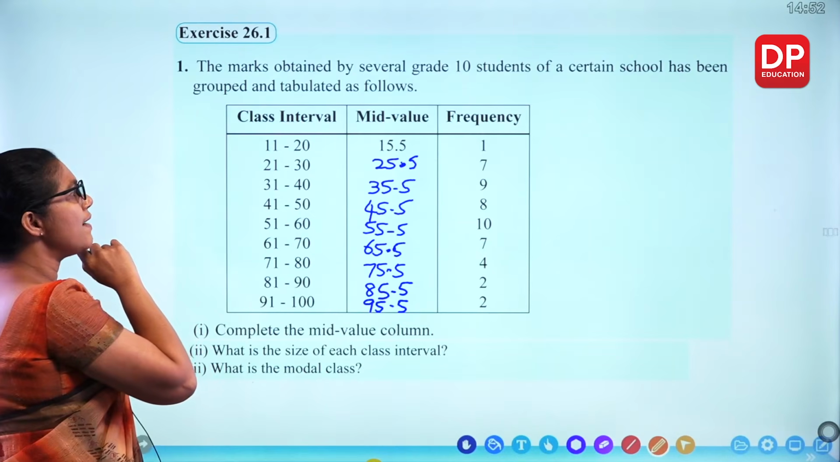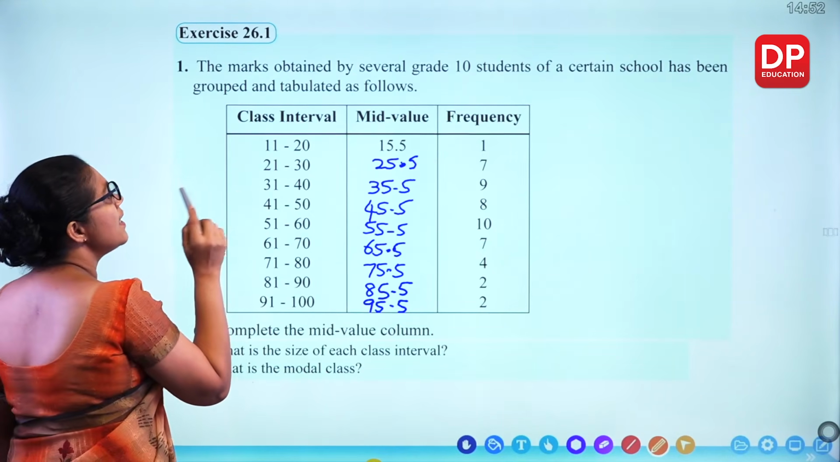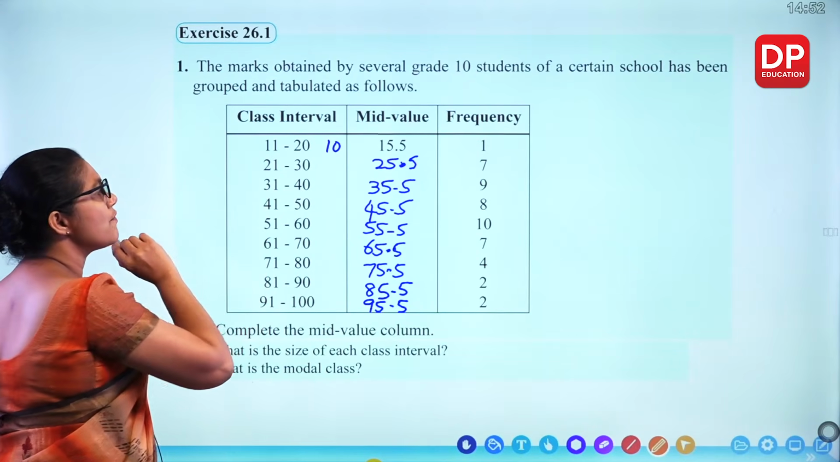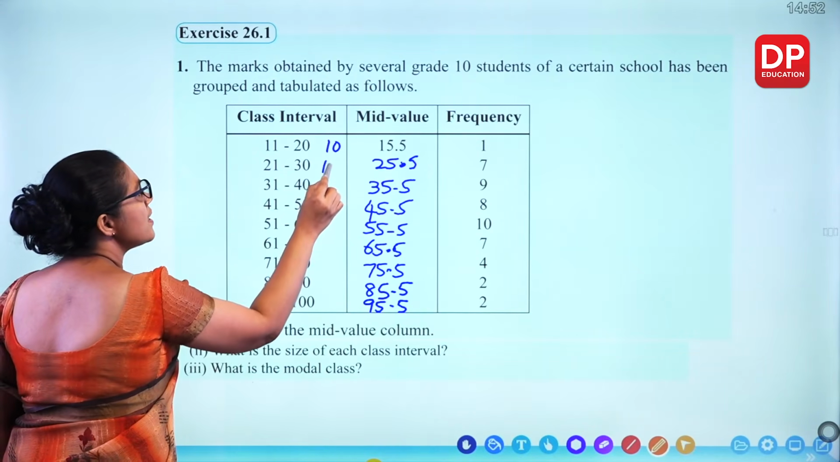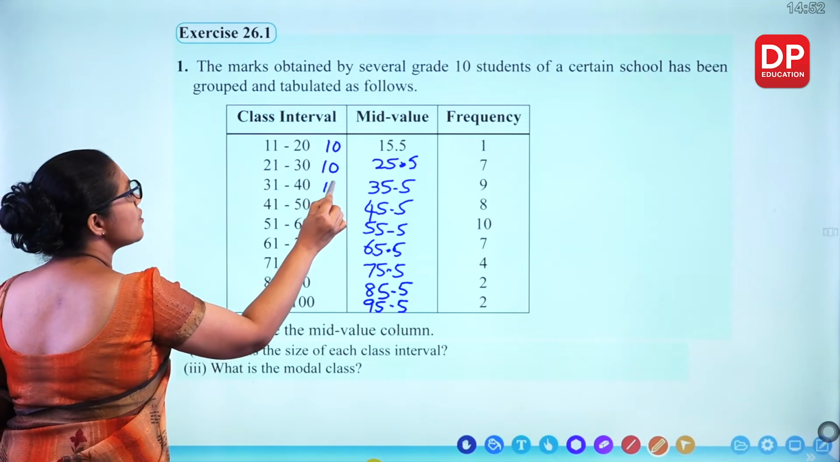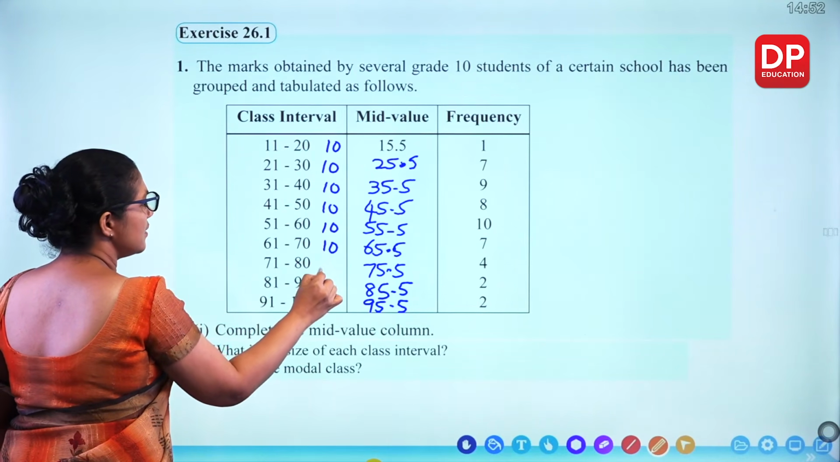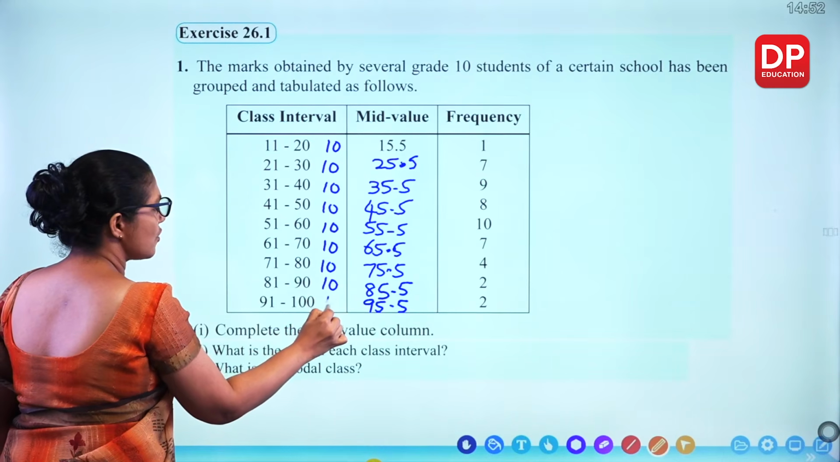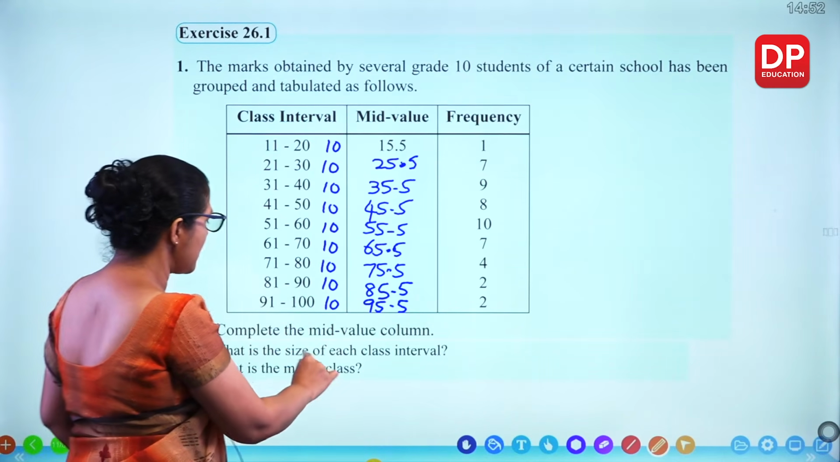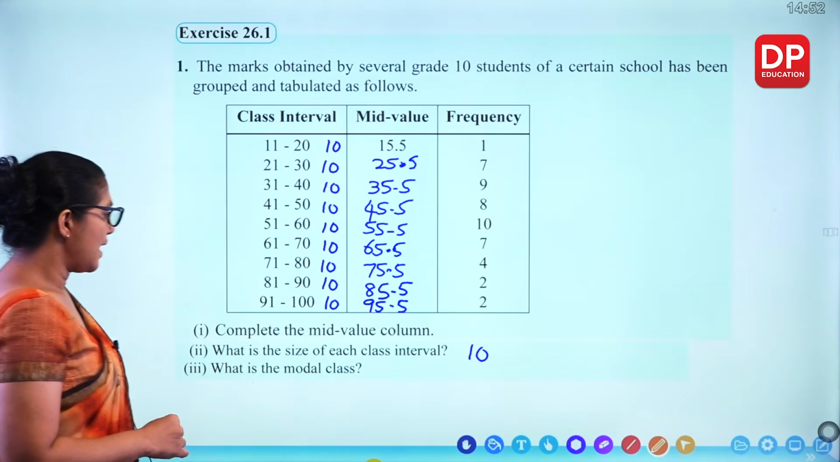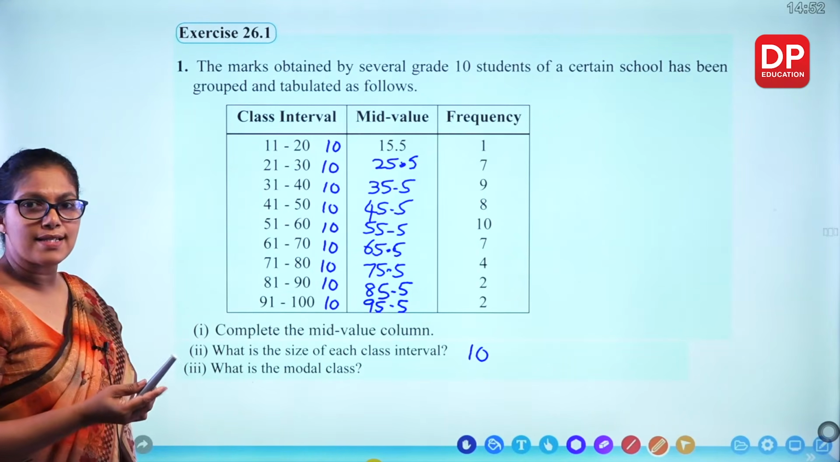So what's the class size here? 20 minus 11 is 9. 9 plus 1, 10. 30 minus 21 is 9. 9 plus 1, 10. Add 1 to that. So all these class widths are 10. So the class size of each class interval is 10.